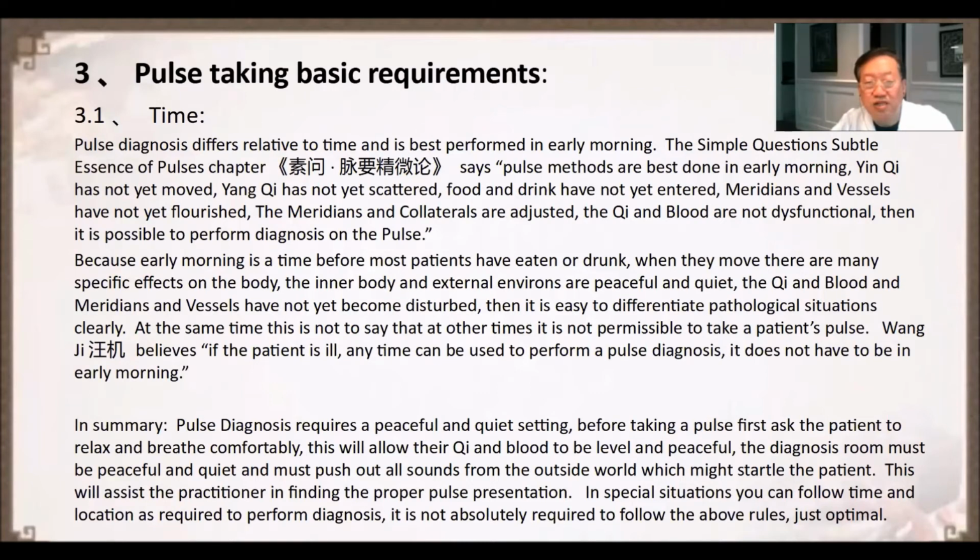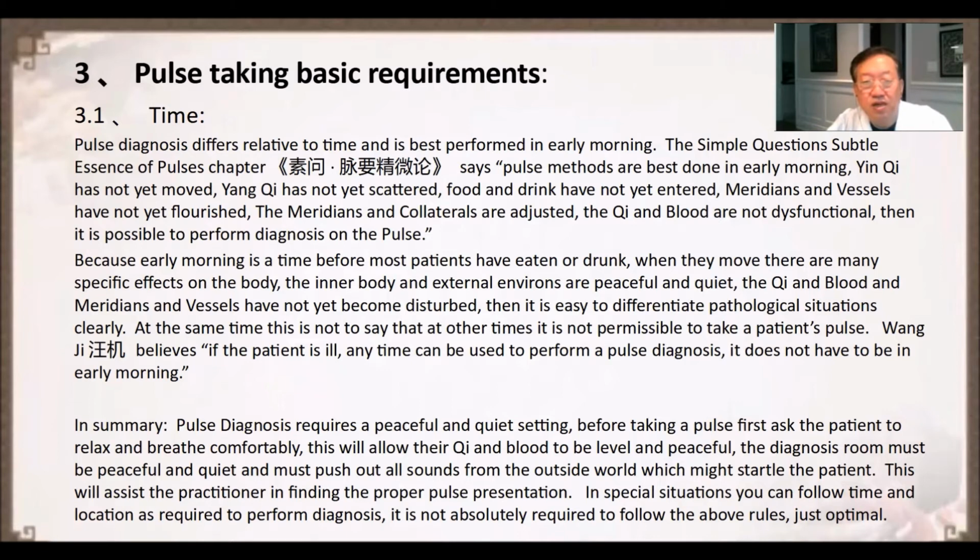3. Pulse taking basic requirements. Time. Pulse diagnosis differs relative to time, and it's best performed in early morning. The Simple Questions, Subtle Essence of Pulses chapter says, pulse methods are best done in early morning. Yin qi has not yet moved. Yang qi has not yet scattered. Food and drink have not yet entered. Meridians and vessels have not yet flourished.